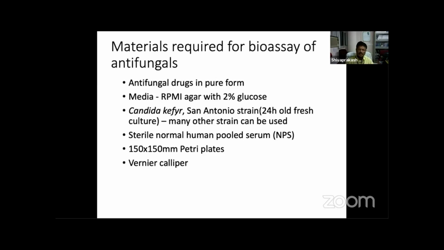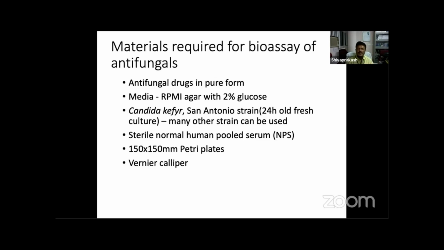It has worked very well with our hand, and others have also used this particular media. The only thing is you need to add, within the standard RPMI 1640 that we get for the broth dilution method, agar and 2% glucose. So this is the only thing that is required.